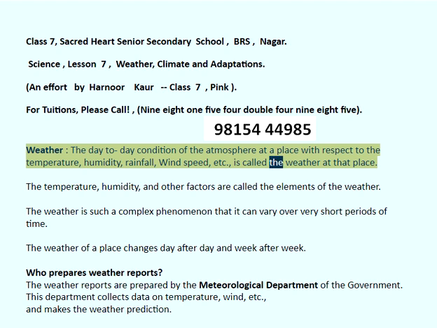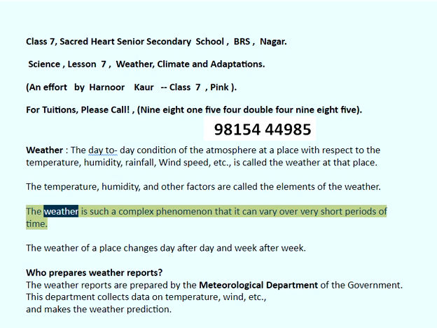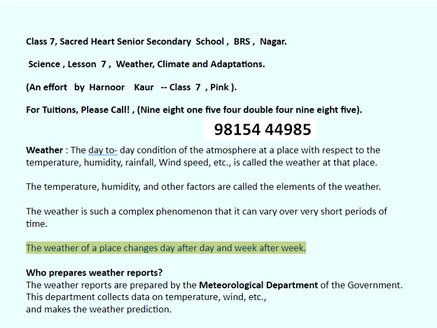The day-to-day condition of the atmosphere at a place with respect to the temperature, humidity, rainfall, wind speed, etc., is called the weather at that place. The temperature, humidity, and other factors are called the elements of the weather. The weather is such a complex phenomenon that it can vary over very short periods of time. The weather of a place changes day after day and week after week.